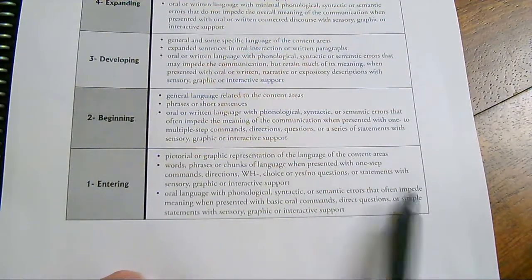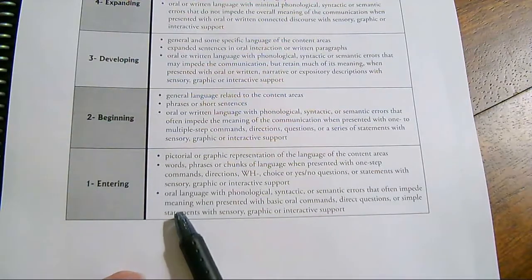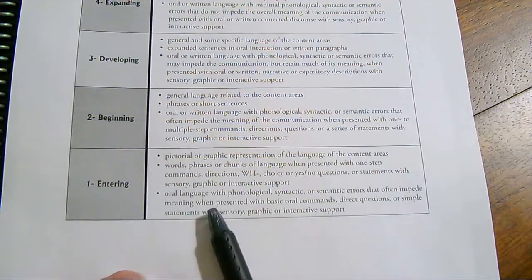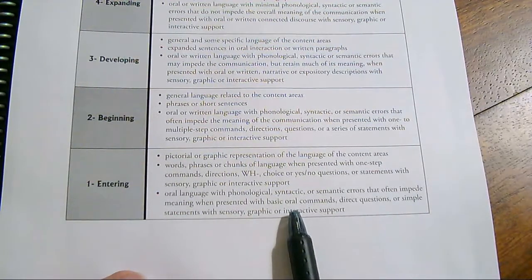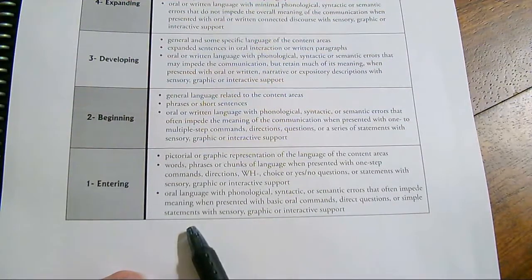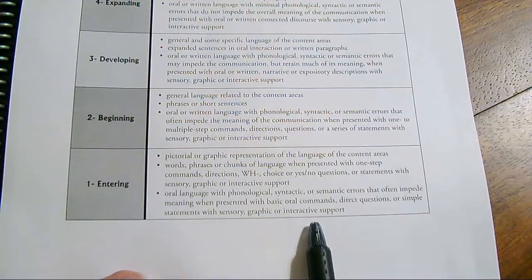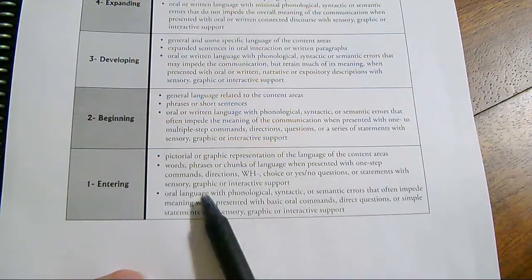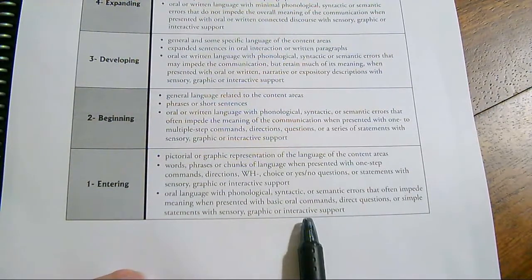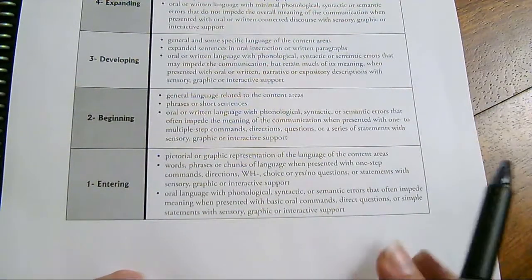So that information can impede meaning. It may make it very difficult for them to make themselves understood, and it is very, very frustrating. So when presented with basic oral commands, direct questions, or simple statements with sensory, graphic, or interactive support, the rule of thumb at this level is that we can expect 1 to 2, maybe 3 word responses. Probably not grammatically correct and with some word choice issues. That is why we are being very gentle when teaching at this level.